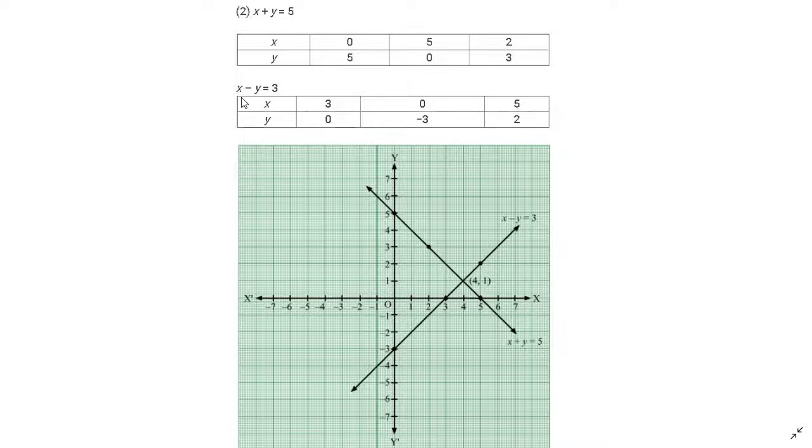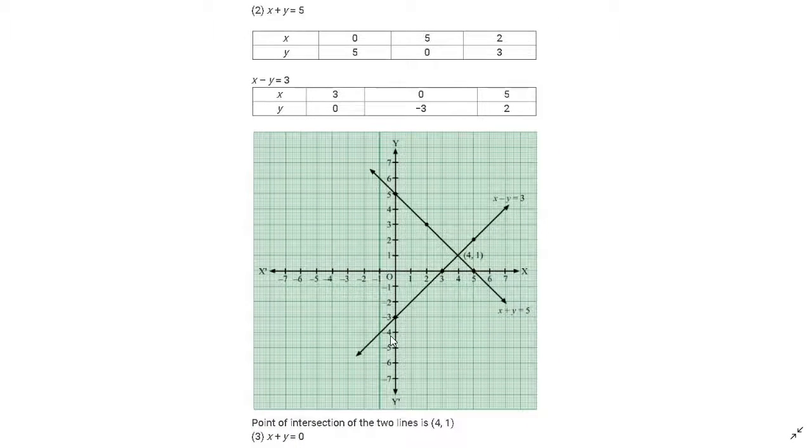Okay. Then x comma y, x minus y is equal to 3. These are the points: 3 comma 0. Where is 3 comma 0? 3 comma 0 is here. Then 0 comma minus 3 is here. Then 5 comma 2 is here. Draw the line and find where is the point of intersection. Point of intersection is 4 comma 1. You can see here 4 comma 1 is our point of intersection.